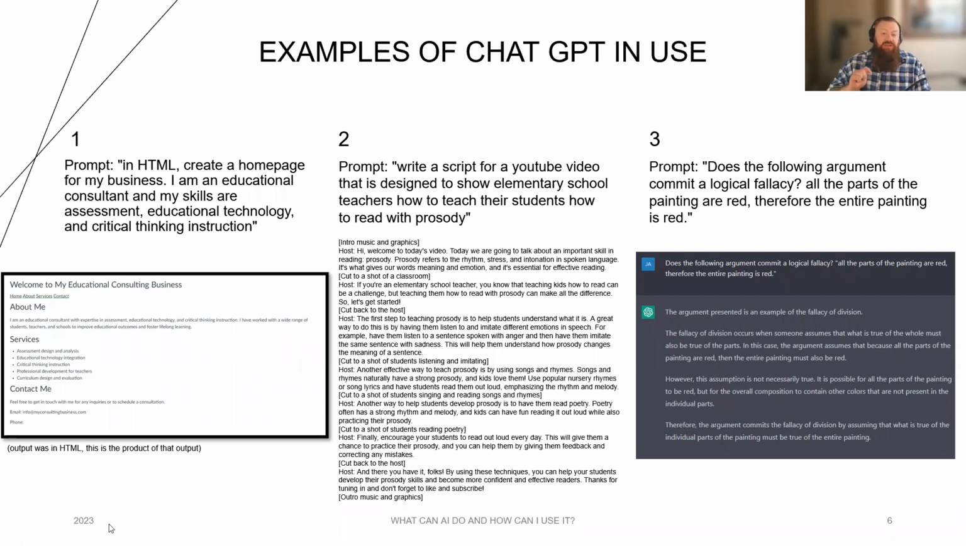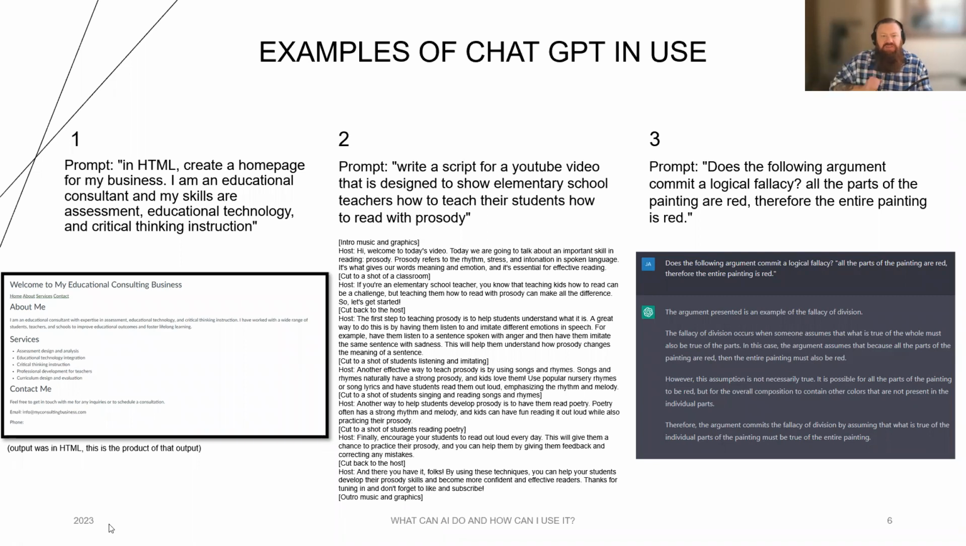So there were a couple of interesting mistakes here. One, color is an exception to the fallacy of composition. If all the parts are red, the whole thing's red. Color just works that way. Most things don't, but color does work that way, right? So it saw the structure of all the parts are X, therefore the whole is X, and said, yep, fallacy, right? It also got the name of the fallacy wrong.